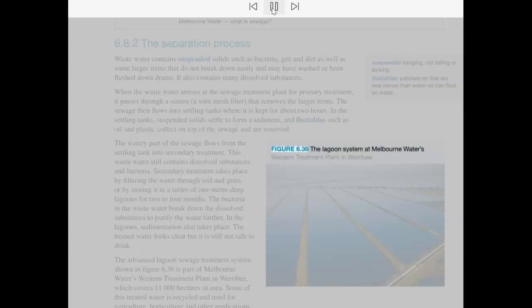Figure 6.36 The lagoon system at Melbourne Water's Western Treatment Plant in Werribee. The watery part of the sewage flows from the settling tank into secondary treatment. This wastewater still contains dissolved substances and bacteria. Secondary treatment takes place by filtering the water through soil and grass or by storing it in a series of 1-meter deep lagoons for 2 to 4 months. The bacteria in the wastewater break down the dissolved substances to purify the water further. In the lagoons, sedimentation also takes place. The treated water looks clear, but it is still not safe to drink.